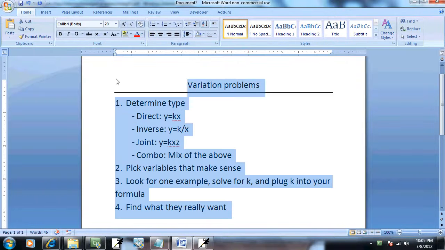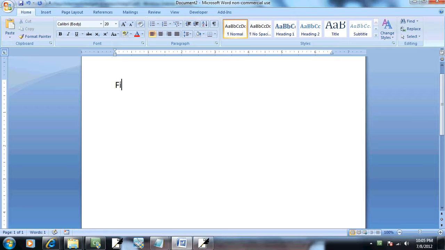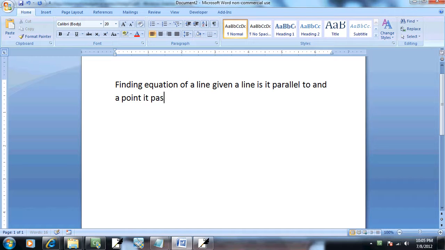So let's refresh our memory on our steps. Finding the equation of a line given a line it is parallel to and a point it passes through.